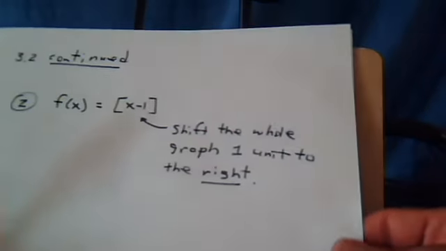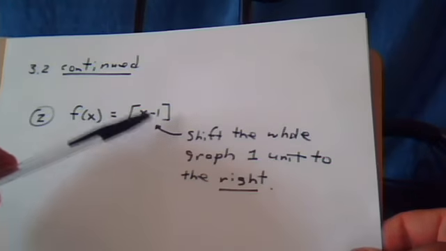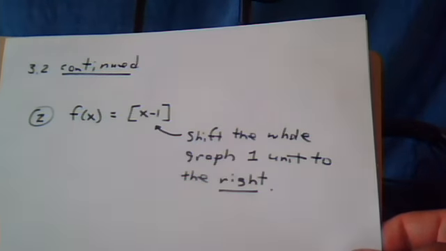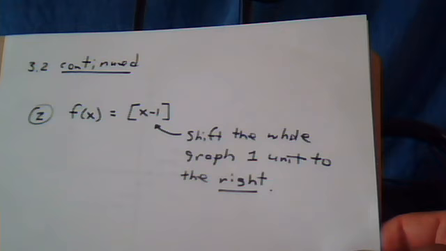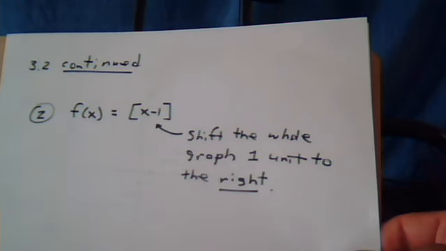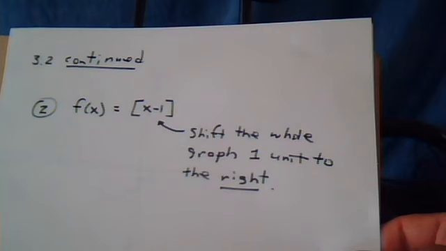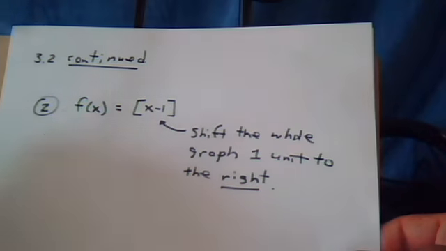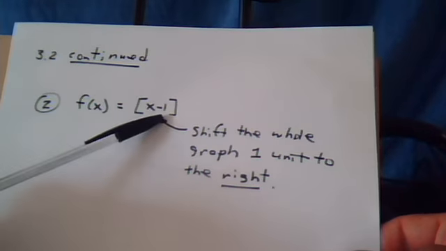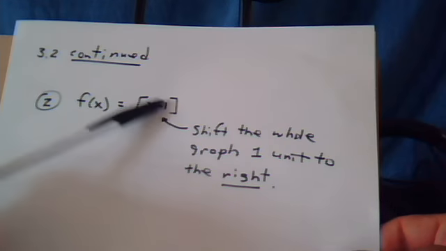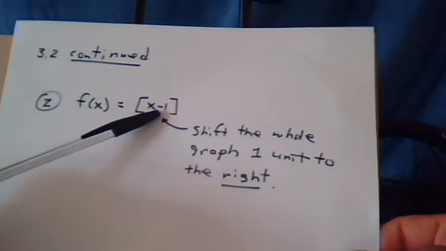Now what we're going to do is take that graph and alter it a little bit since there's a -1 tagging along. So how would that -1 affect the graph? Well, the table, where you plot the points, will tell you the following. When you're adding or subtracting within the greatest integer function, you do the opposite.